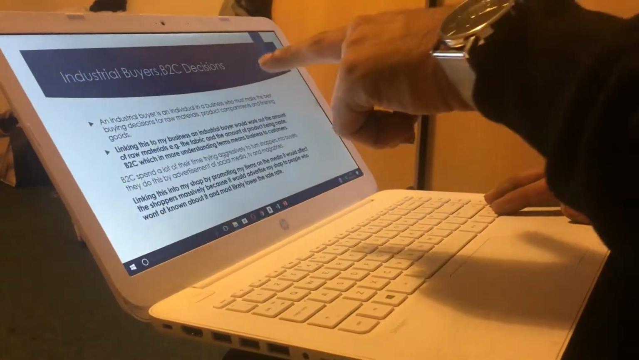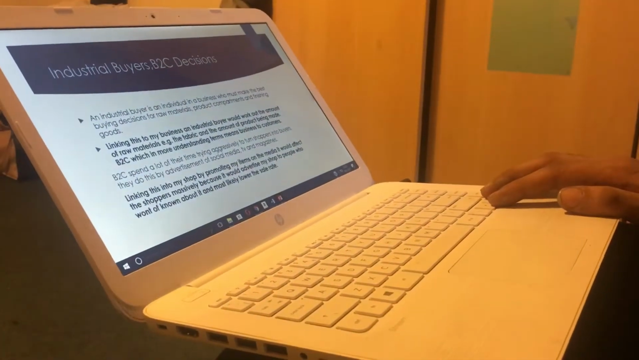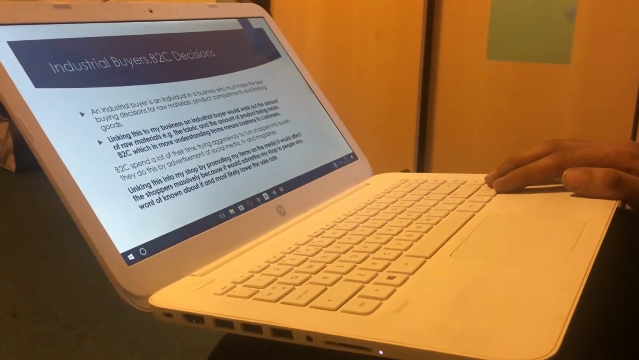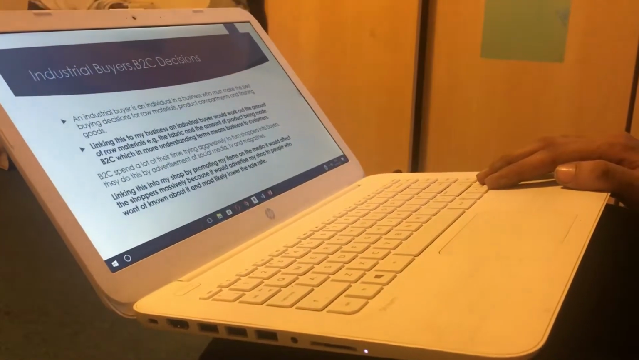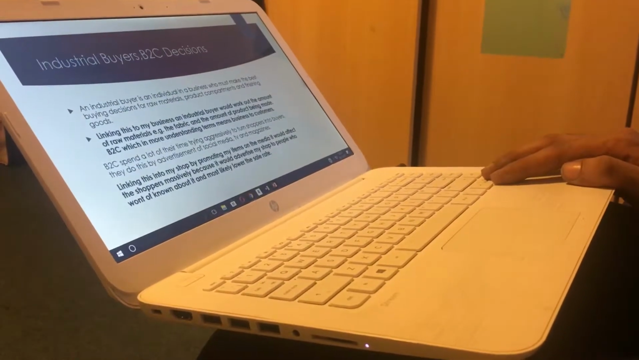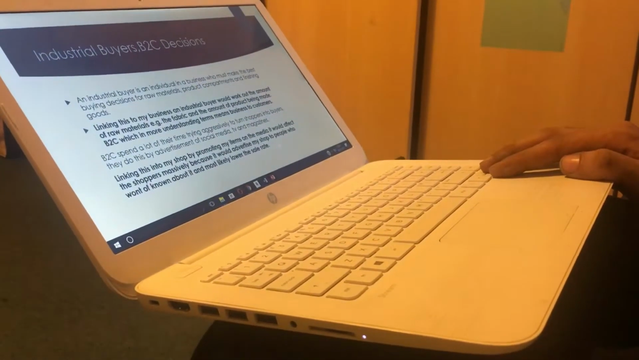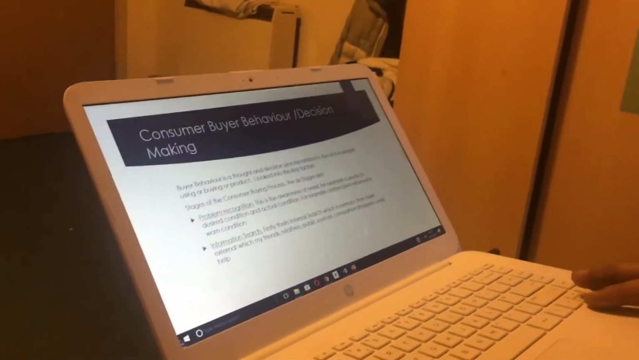Industrial buyers, B2C decisions. An industrial buyer is an individual in a business who must make the best buying decisions for raw materials, product components and finished goods. Link this to my business: an industrial buyer would work out the amount of raw materials, e.g. fabric, and the amounts of product being made. B2C, in more understandable terms, means business to customers.